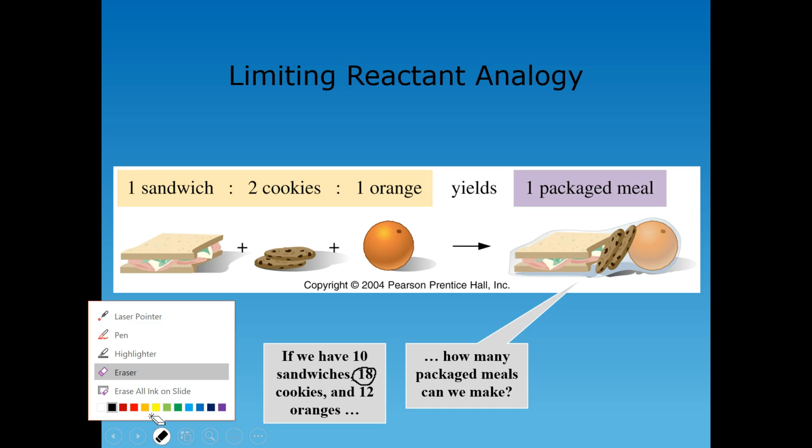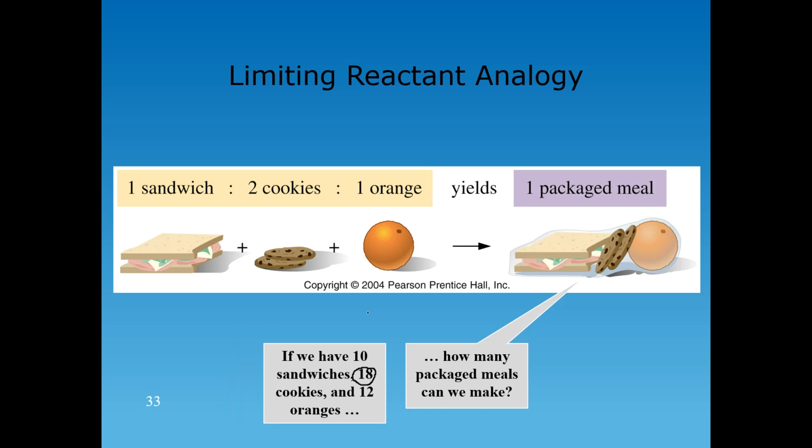And let's look at things from the perspective of the oranges. According to the information given here, we're given 12 oranges. If we are going to use up all 12 oranges, we're going to need 24 cookies, because again there's a 2-to-1 ratio between the cookies and oranges. But we do not have 24 cookies, we have 18 cookies. So not all the oranges will be used up, because we don't have enough cookies to use up all the oranges. So let me take that out.